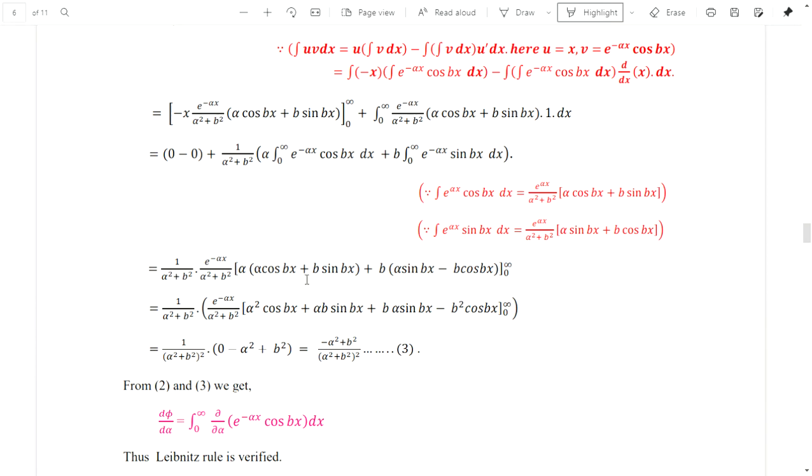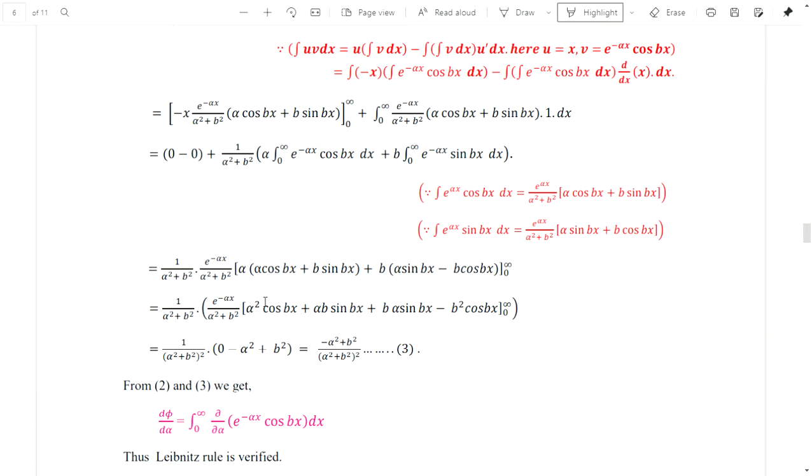So alpha cos bx plus b sin bx we will get, plus b into, here this b I have written as it is into alpha sin bx minus b cos bx, from 0 to infinity, which gives 1 by alpha squared plus b squared into e to the power minus alpha x by alpha squared plus b squared into alpha into alpha is alpha squared cos bx, plus alpha into b is alpha b sin bx, plus b into alpha is b alpha sin bx, plus into minus is minus b squared cos bx, from 0 to infinity, so that here alpha b sin bx will get cancelled.